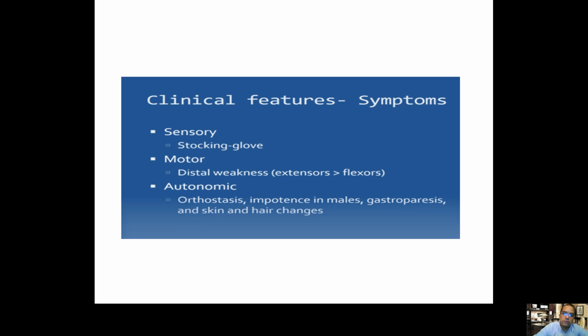The weakness is more towards the distal, unlike, for example, myopathy, where you will notice the weakness is proximal. Autonomic symptoms include orthostasis: they drop their blood pressure when they stand up. There might be impotence in males, gastroparesis, skin and hair changes, and so on.